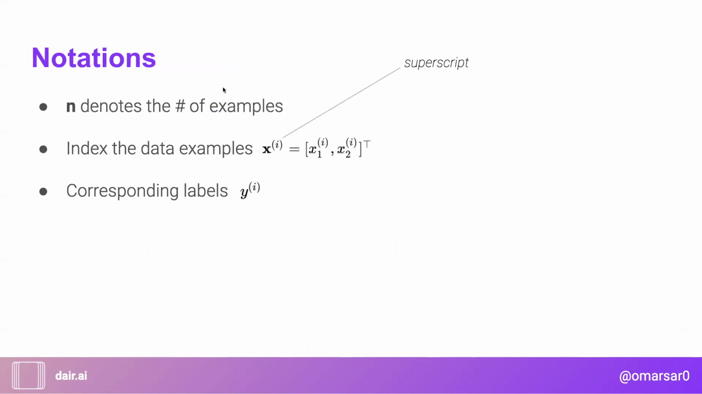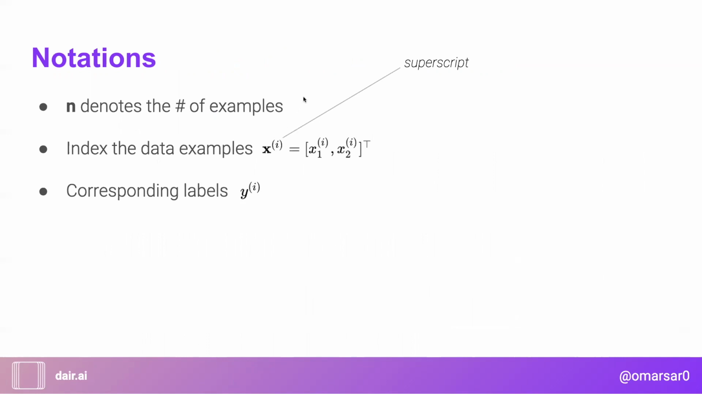Right, some notation here, very simple. N denotes the number of examples, I think that's quite obvious. How do you index into data examples as you code? Maybe this is not so important, but I think if you want to understand most of the equations in the book, you probably need to understand this at the beginning.